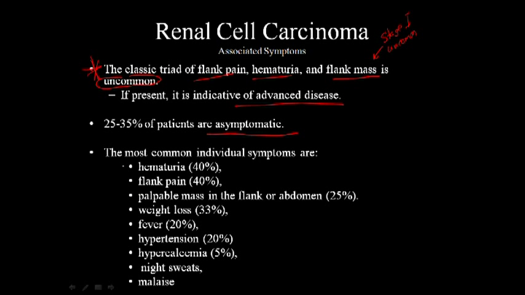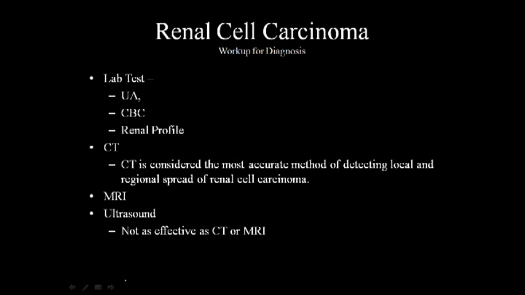The most common individual symptoms are hematuria, 40%, flank pain, 40%, maybe a palpable mass in the abdomen, maybe 25%. Weight loss is 33%. Fever, hypertension, hypercalcemia, night sweats, and fatigue or malaise are all symptoms that you could have. But once again, all of these symptoms could go for something else as well. And so there's really nothing that points it to renal cell carcinoma or allows you to say, well, this is specific only to renal cell carcinoma.